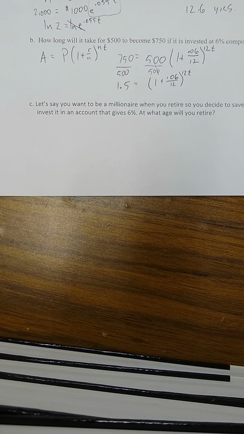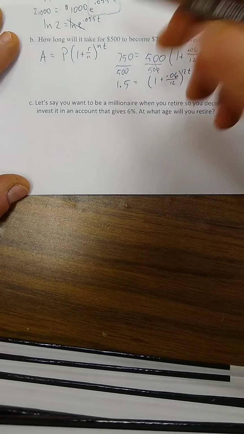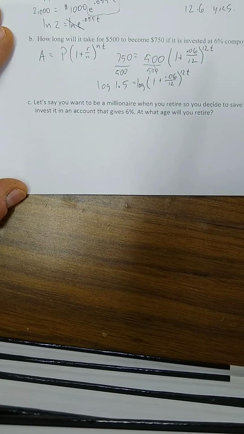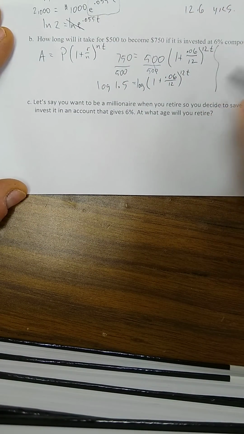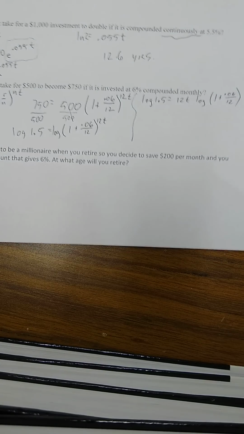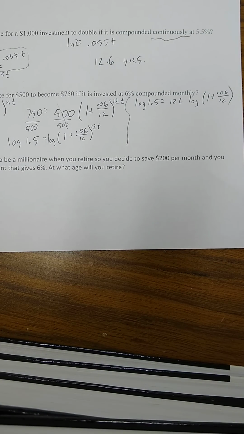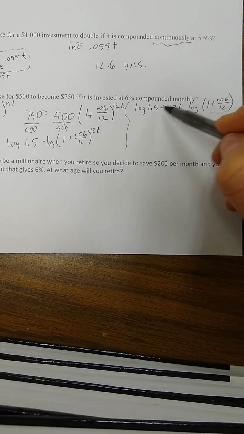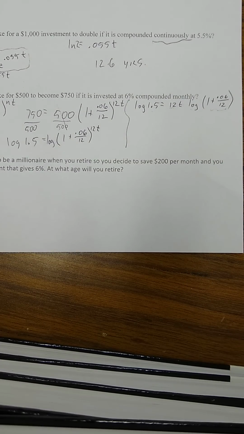So you can use whatever log you want. I'm going to use the common log just because it's right on my calculator. So I'm going to log both sides, log here and log here. When you do that, your exponent goes down in front. So I have log 1.5 is going to be equal to 12t log of 1 plus 0.06 divided by 12. Okay. So I have that written out, and it's a lengthy equation, but this right here is a number on your calculator. This is a number on your calculator. That's a number. So all we have to do at this point is just division.